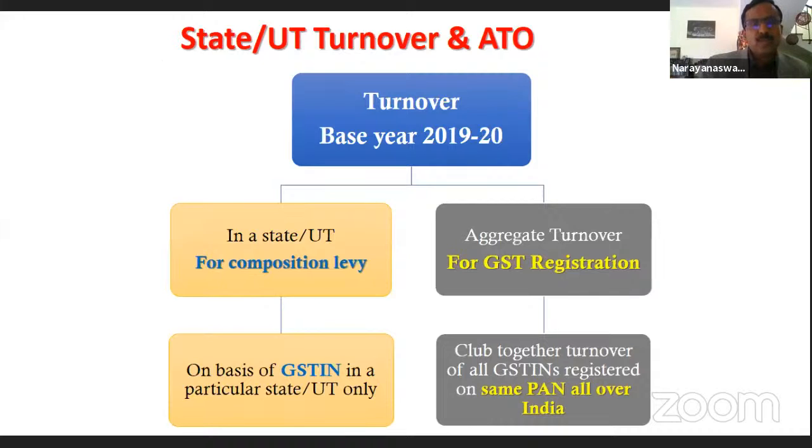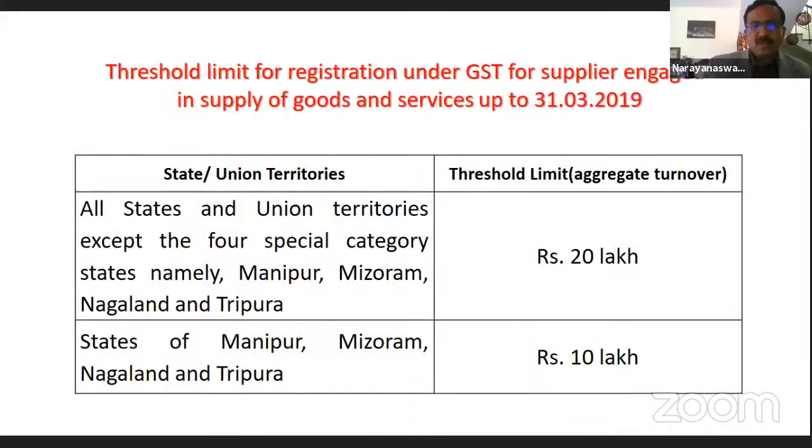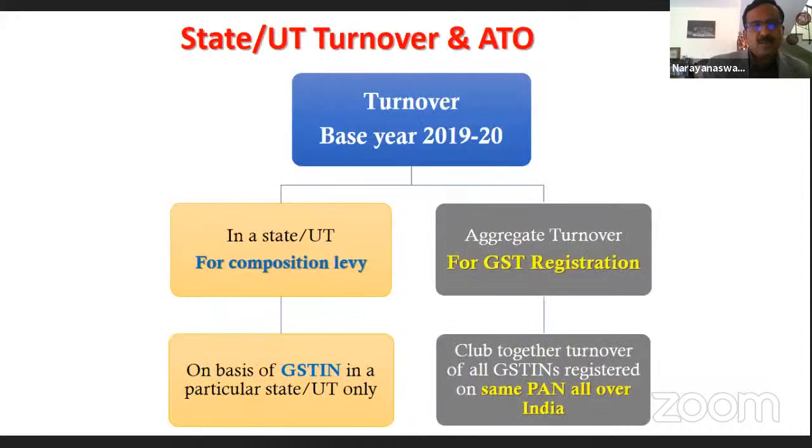Then there are two types of turnover. One is pertaining to a GSTN. GSTN means GST identification number. That means it is a GST number given to a person who is registered in the state or the union territory. Under that turnover, whatever he gets in the same principle, that is called state turnover. This is necessary to arrive at the composition levy if he's operating under composition levy and to determine how much tax he has to pay.